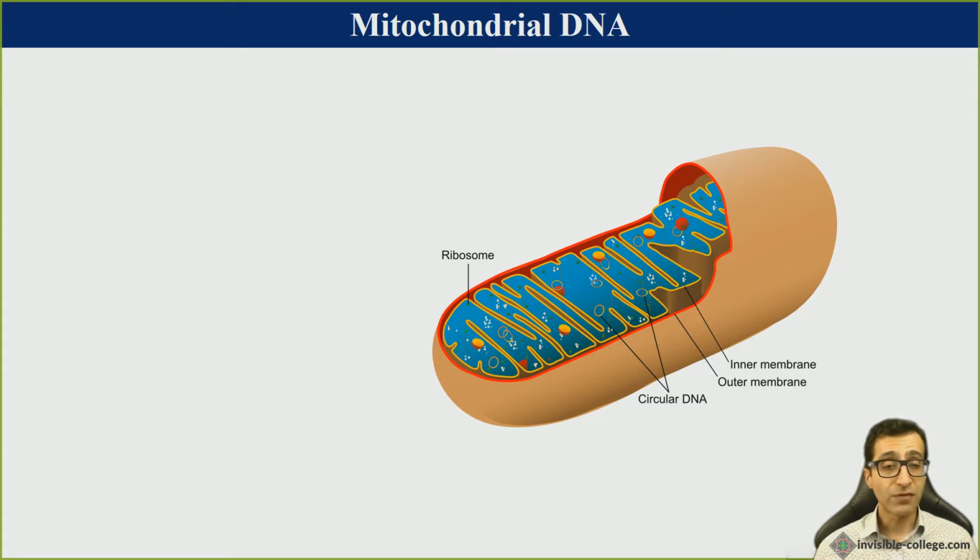So, speaking of genetic information, the organelles such as mitochondria and chloroplasts actually do contain their own loops of DNA, their own genetic information, and they are able to reproduce independently of the cell.